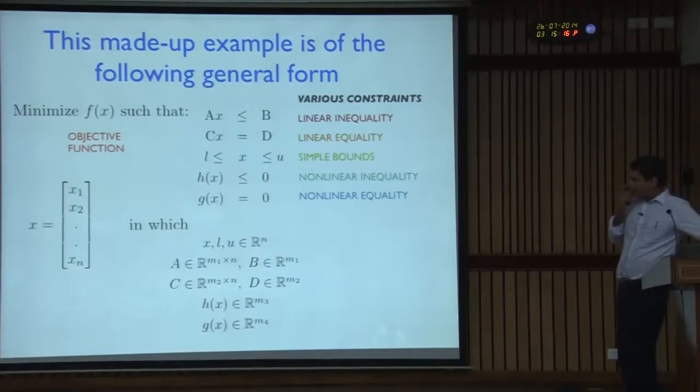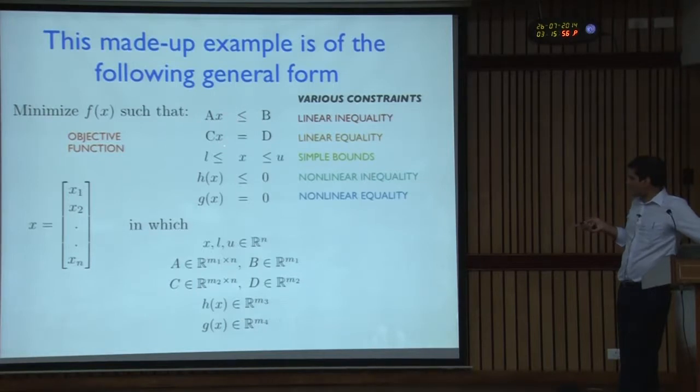And that made-up problem is an example of a more general optimization problem, which is remarkably general. A problem of the form minimize f of x, where f is some nonlinear function, and x is some, let's say, n vector, some bunch of n variables. You want to minimize this function such that x satisfies a whole bunch of constraints. This is an inequality constraint. These are linear inequality constraints. A is some matrix, B is some constant matrix.